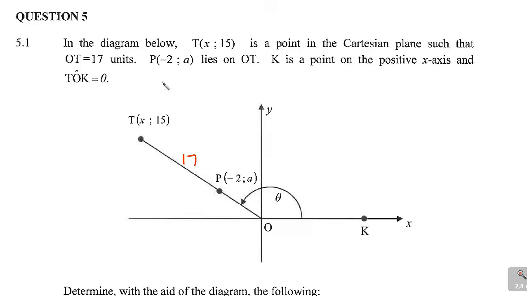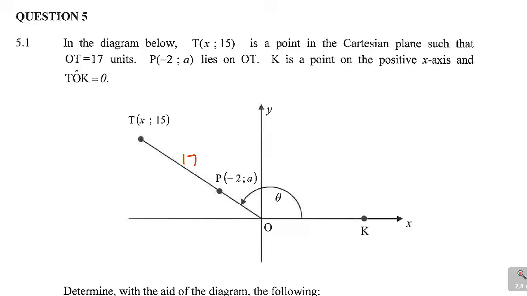in this case (-2; a), you can see the point P here lies on OT. K, which is that point there, is a point on the positive x-axis, and TOK is equal to theta. So there is that angle theta, you can see that line TOK. So the angle that is formed there is theta.